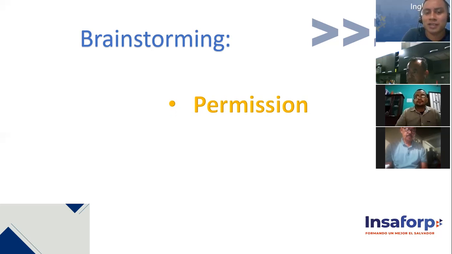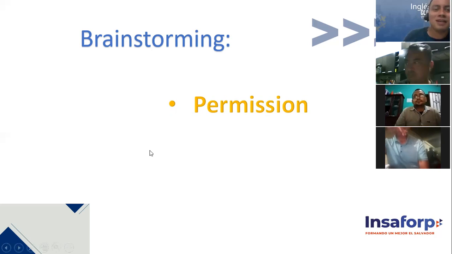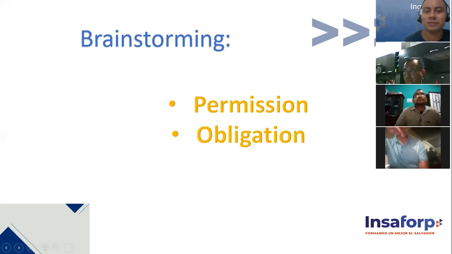Give me more examples, please, with permission, that denote permission. You can play the guitar. You can watch the TV in the house. Oh, today. Nice. Two examples. Really good. And let's move on. What about obligation? Give me some sentences with obligation. Because you already watched the video, right? So give me some sentences with obligation.